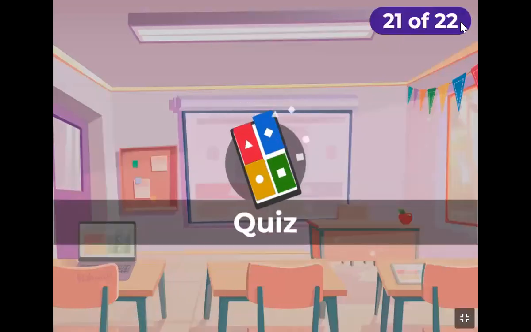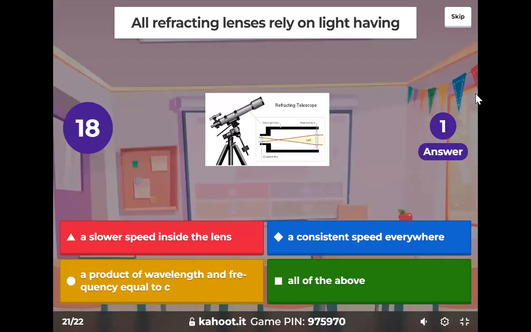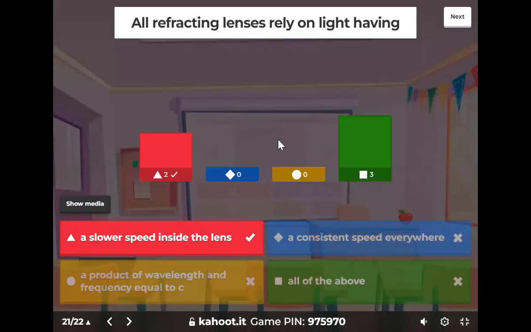All right. All refracting lenses rely on light having. Ooh, there's a telescope diagram there. I see two refractive lenses. They're lined up. There's a focal point with the beams. Yeah, so looking for a slower speed inside the lens that kicks off refraction, right? Right, slower speed.